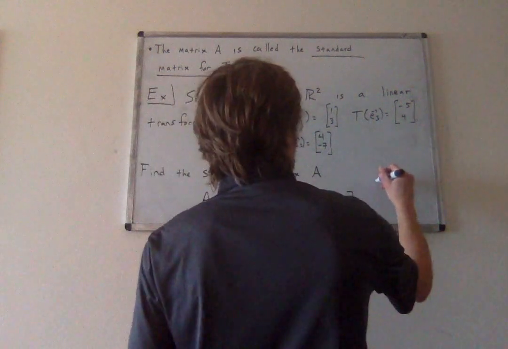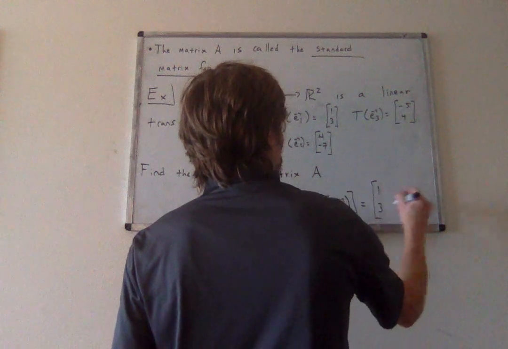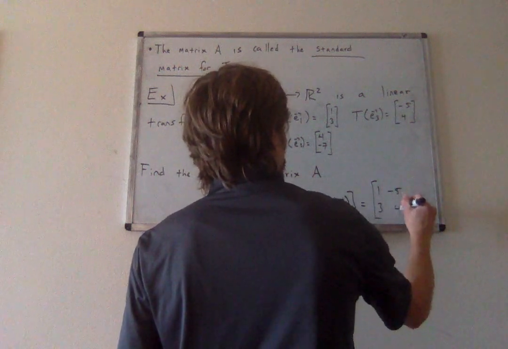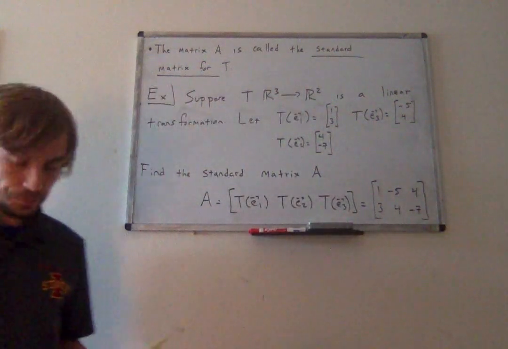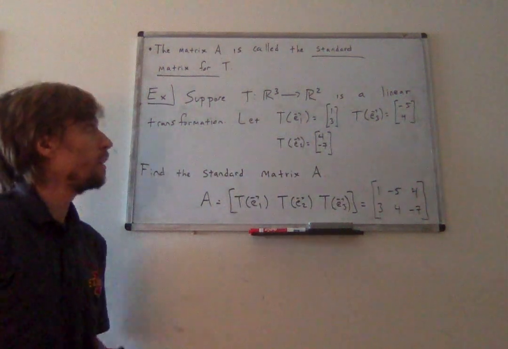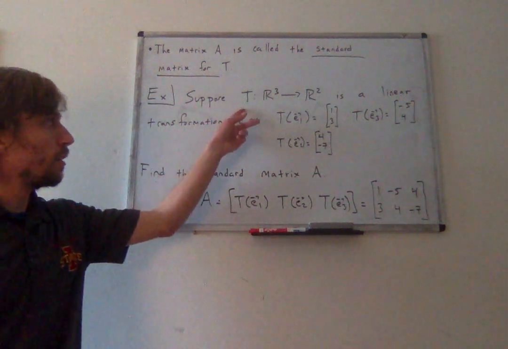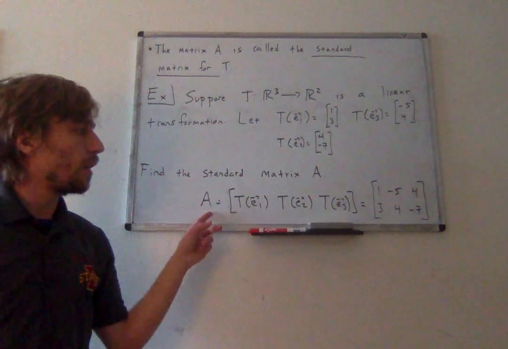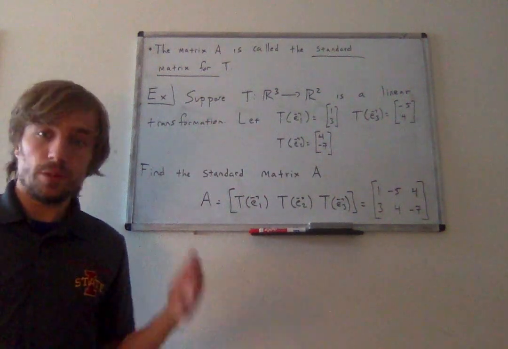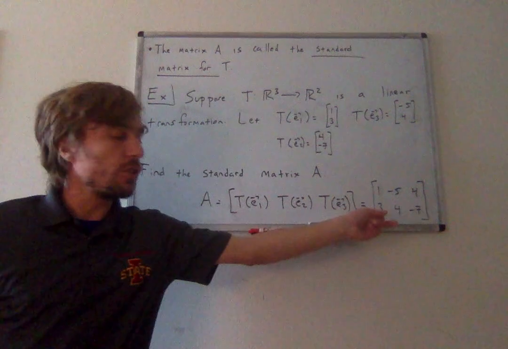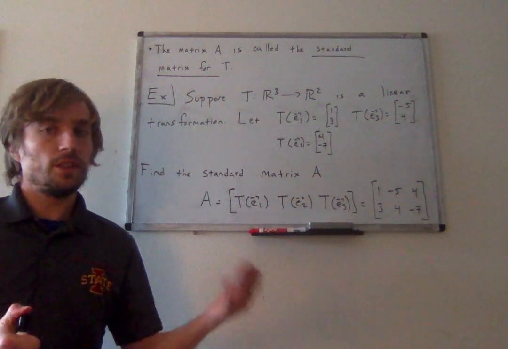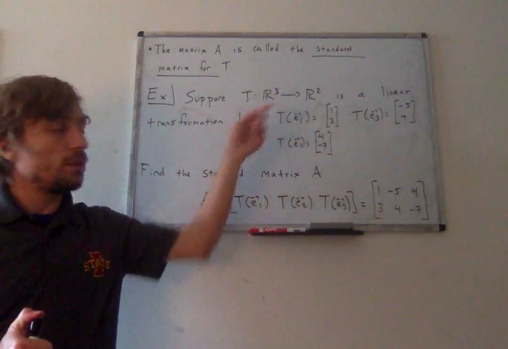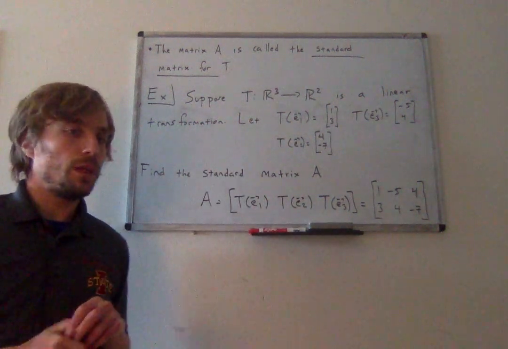And so there's the standard matrix A. And so remember what this means is that for any vector x in R3, I can find its image by multiplying on the left by this matrix A. And so in that way, again, every matrix is a linear transformation, but every linear transformation is also a matrix.